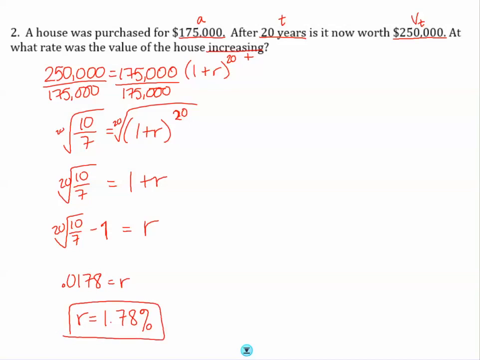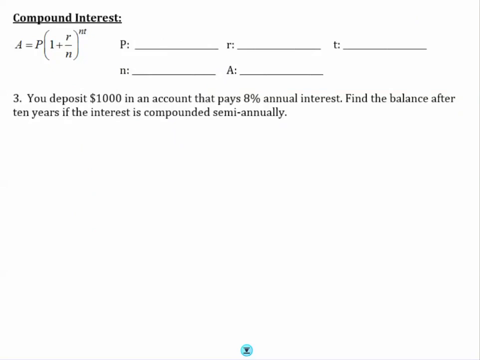Let's look at the next formula. This is the compound interest formula. P is our principal. r is the rate as a decimal. t is time in years. n is the number of times it is compounded per year.